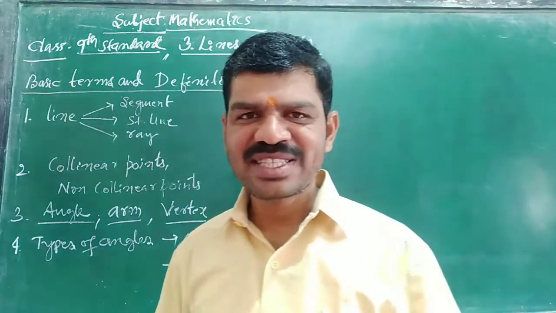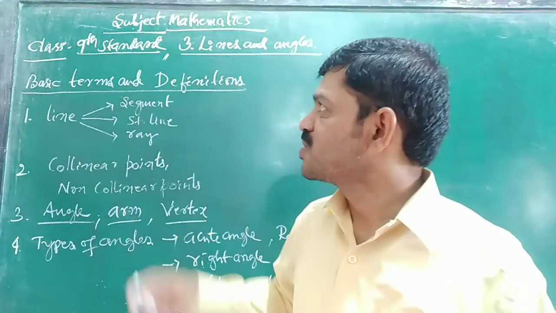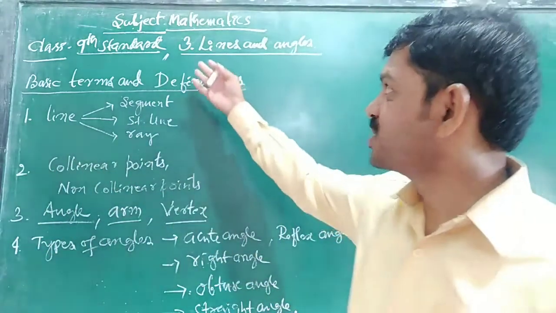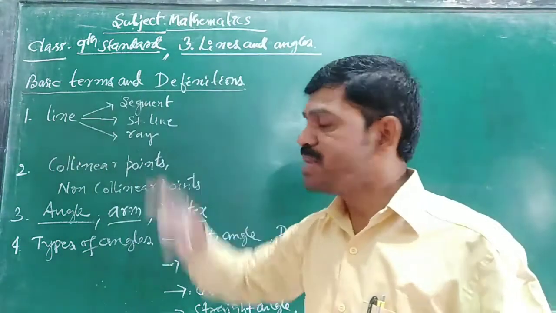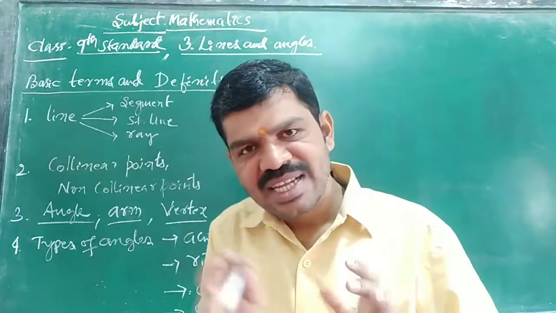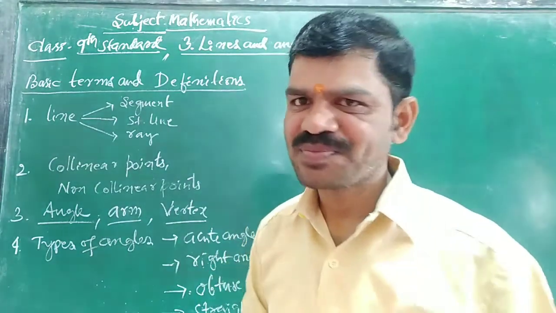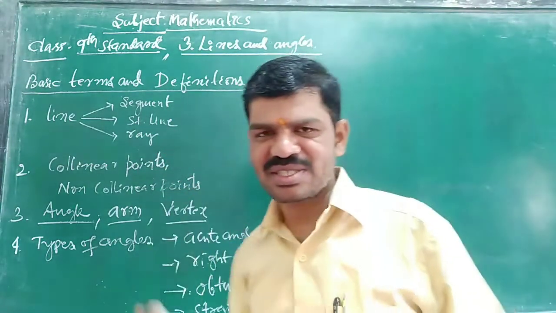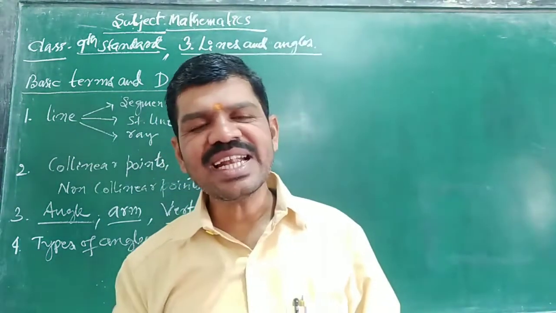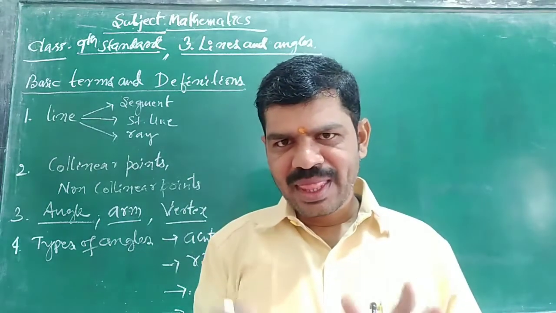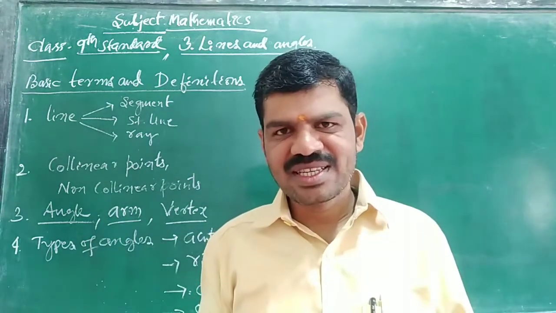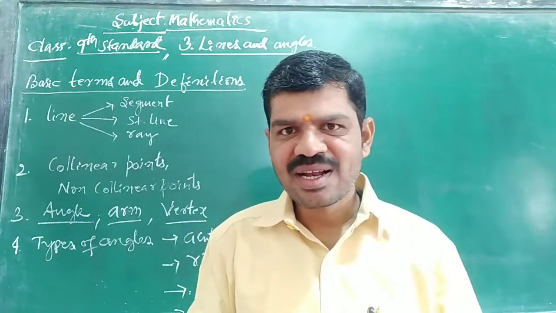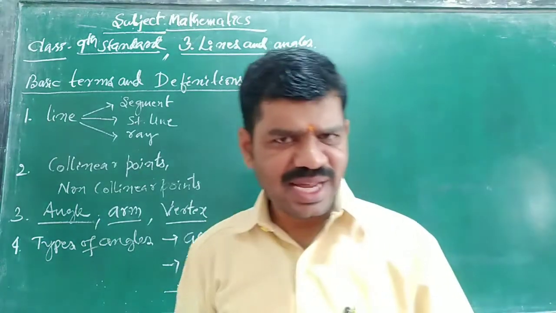Come on, and now let us continue this chapter. So we are in 9th standard. We are teaching 9th standard mathematics, third chapter, lines and angles. Some basic terms and definitions are there. Let us start the chapter. Come on. So what is there here? Basic terms and definitions. See, lines and angles means, what are lines? What type of lines are there? What is an angle? What type of angles are there?